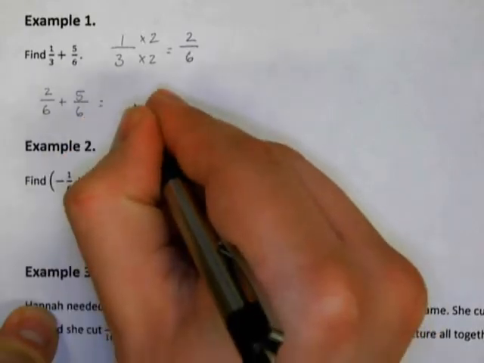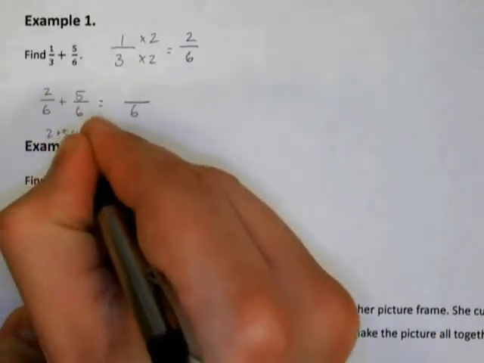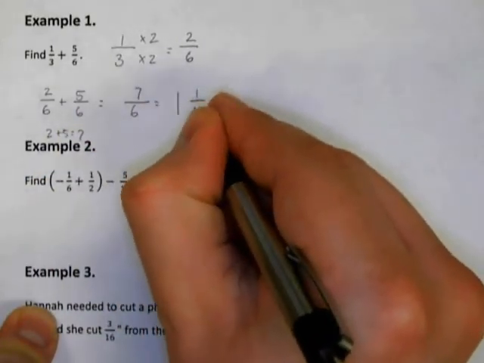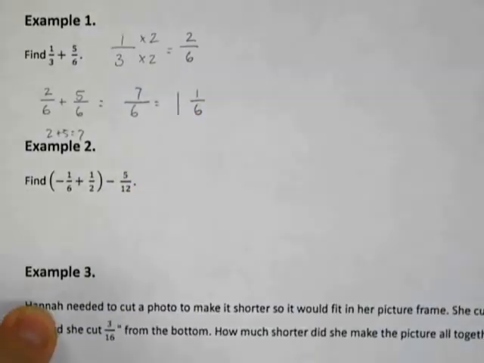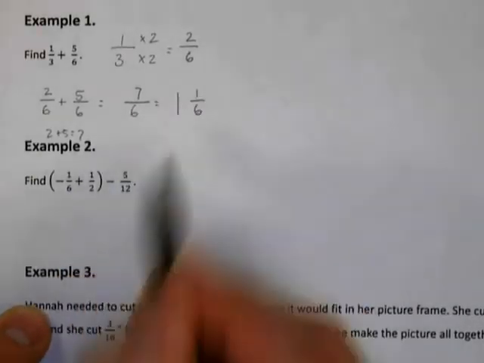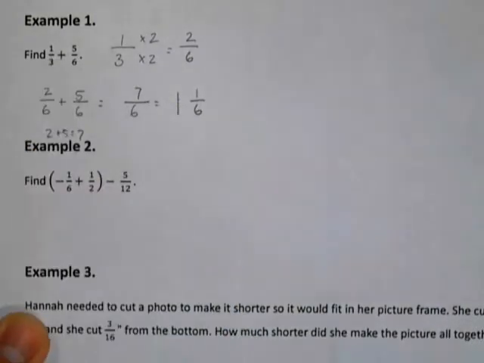Which is just going to be, with 6 on the denominator, 2 plus 5 is 7, so 7/6, which you can reduce down if you want to 1 1/6. And so your final answer then would be 7/6 or 1 1/6. Either one works, but that is 1/3 plus 5/6.